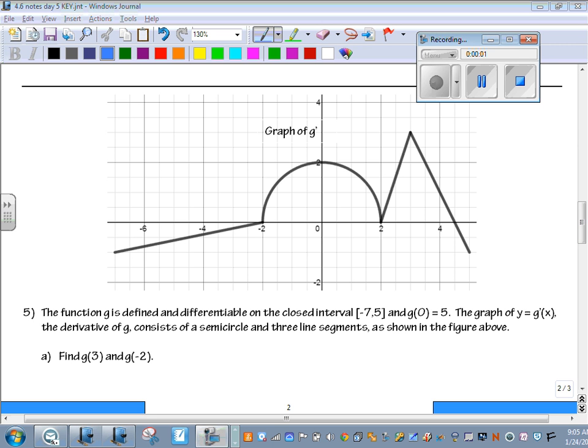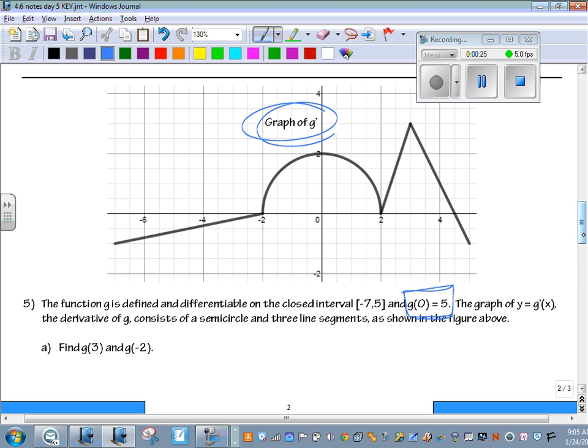So in problem number 5, it says the function g is defined and differentiable on the closed interval from -7 to 5, and g of 0 is 5. The graph of y equals the derivative of g of x is up here. So this is the graph of the derivative. We need to keep that in mind. The derivative of g consists of a semicircle and 3 line segments that's shown.